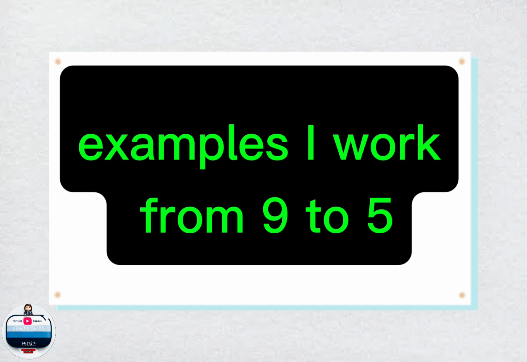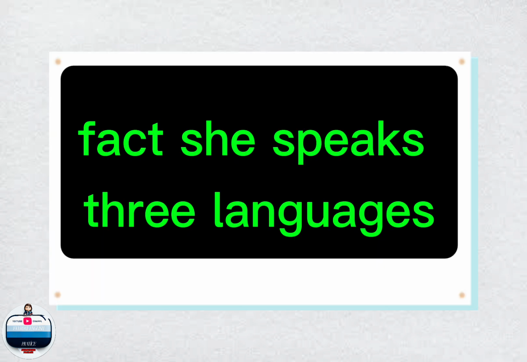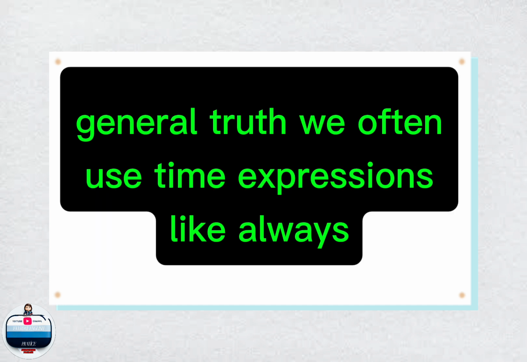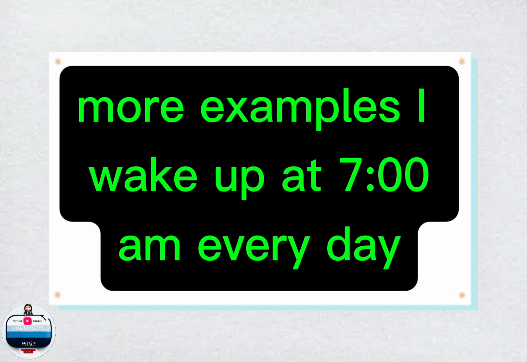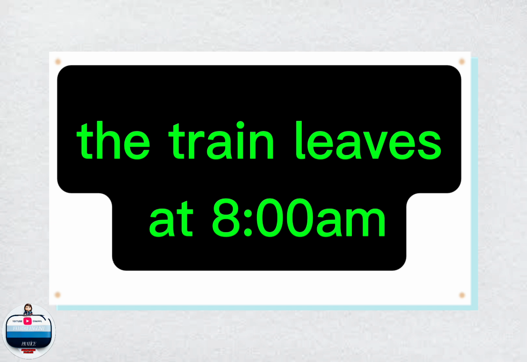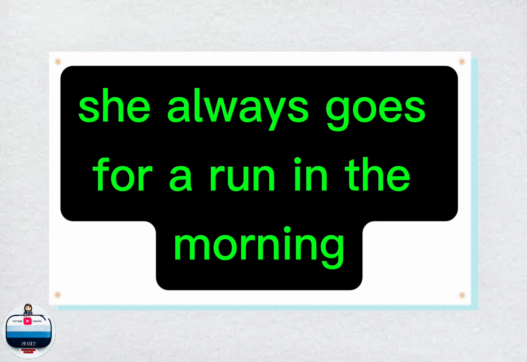Examples. I work from 9 to 5. Routine. Water boils at 100 degrees Celsius. Fact. She speaks 3 languages. General truth. We often use time expressions like always, every day, usually, and never with the present simple tense. More examples. I wake up at 7 a.m. every day. The train leaves at 8 a.m. They usually have lunch at 1 p.m. She always goes for a run in the morning.